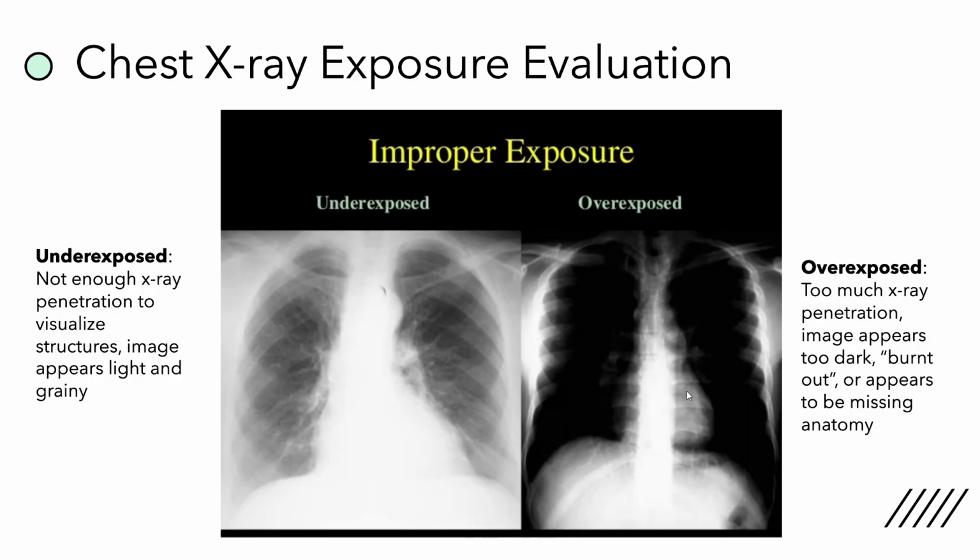So on a typical image, we're looking for those blood vessels, the hila on either side, that are going to supply the lungs. We can't really see those here. And if something were like more of a subtle tumor or a pneumonia process, we wouldn't be able to see that either because we just kind of shot straight through it. Too much X-rays. So oftentimes those will appear too dark. Sometimes you'll hear the term burnt out, but you'll be missing some anatomy.